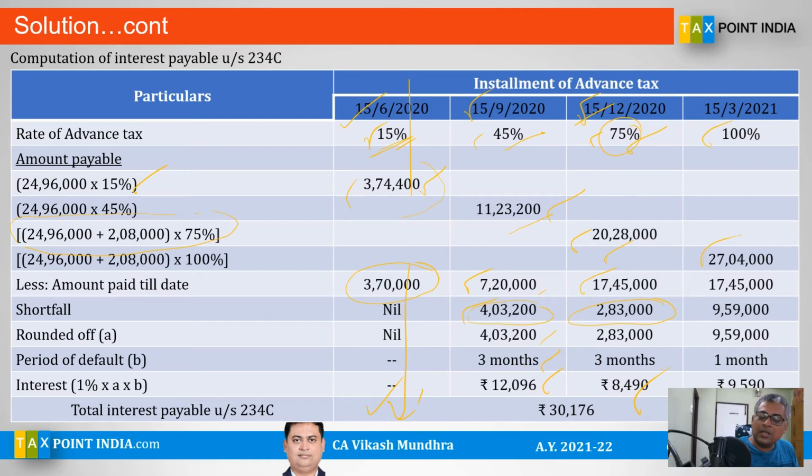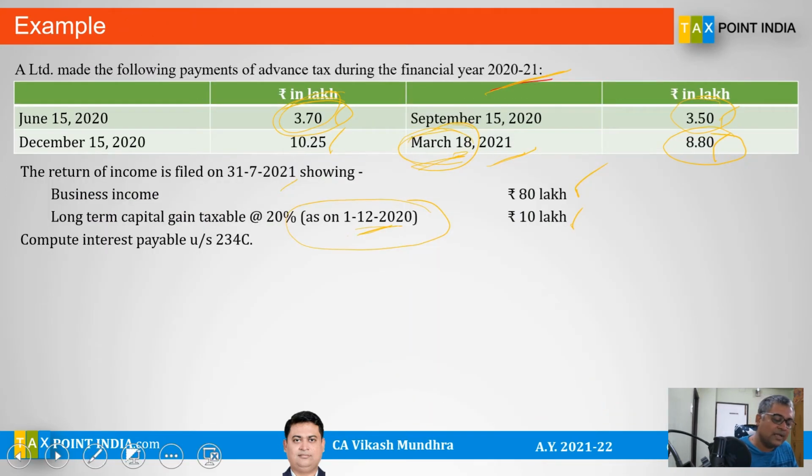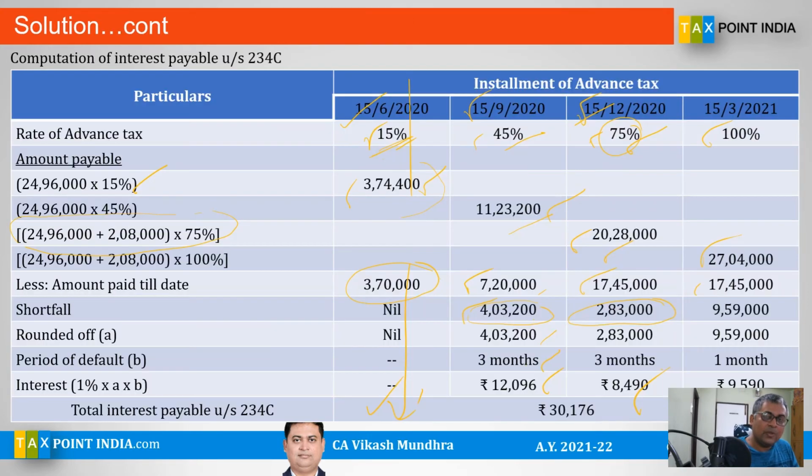Now the last. By 15th March 2021, you are supposed to pay 100% of your estimated advance tax liability. You are supposed to pay 27,04,000. But how much did you pay, sir? 17,45,000. Why 17,45,000? This plus this plus this, but not this one. Why? Because it was paid on 18th March. This shall not be considered. You are supposed to pay interest thereon. Hence, we considered only 17,45,000.